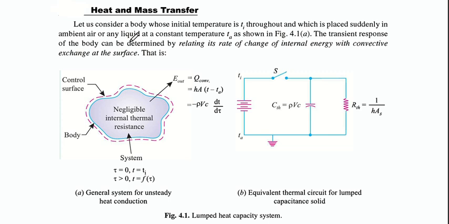And I'm placing it in an ambient temperature. Suddenly the temperature changes, right? So the ambient temperature could be 30 degrees, 28 degrees. So suppose I suddenly place it in the ambient temperature or any liquid at a constant temperature Ta. Ta being any ambient temperature means Ta.